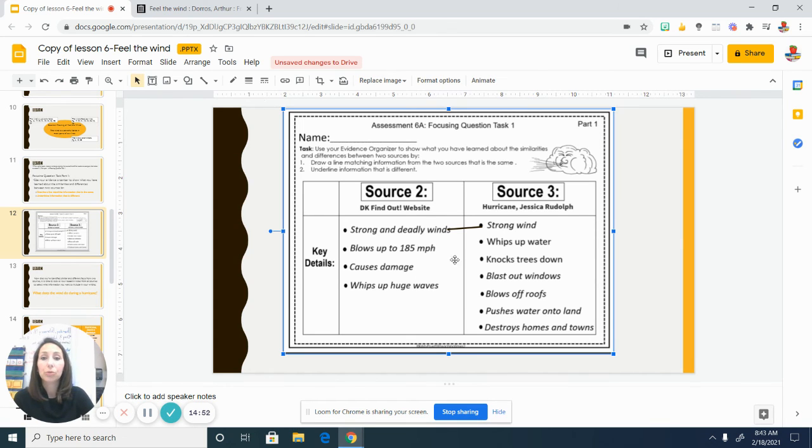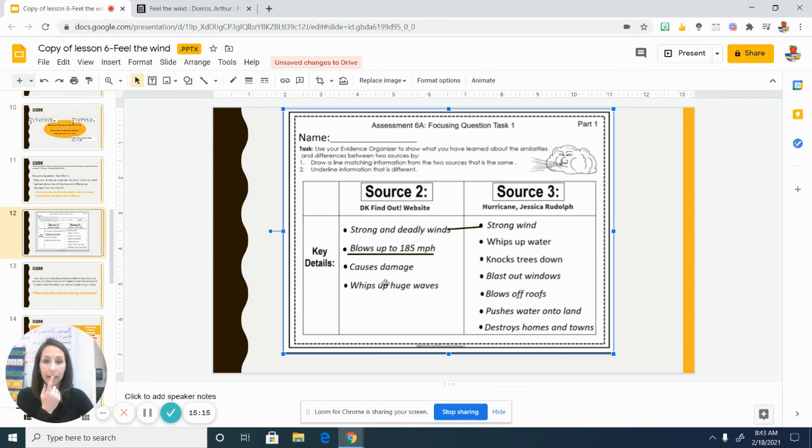Blows up to 185 miles per hour. Now, do we see anything on this side that specifically talks about how fast the wind is going? Nope. So I'm going to underline this because that is different information than what I see on the other side.